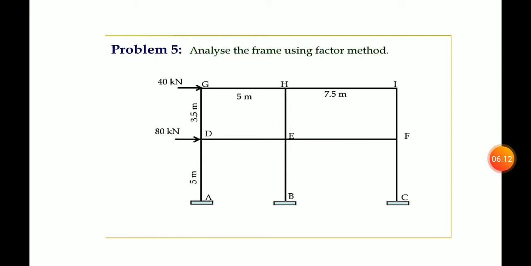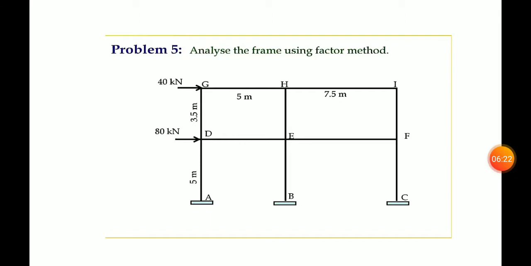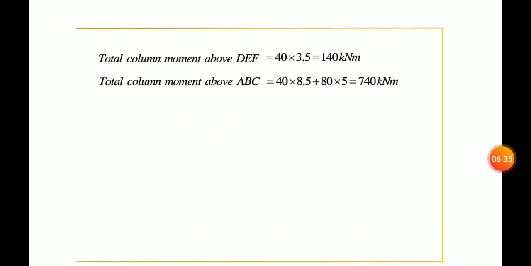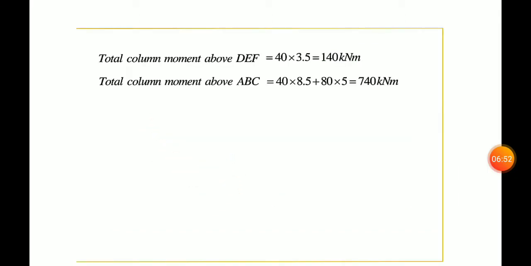So we will start this method. The total column moment about DEF is 40 kilonewton into 3.5 meter, which is 140 kilonewton meter. The total column moment about ABC is 40 into 3.5 plus 80 into 5, which is 740 kilonewton meter. So we have found the total moments.